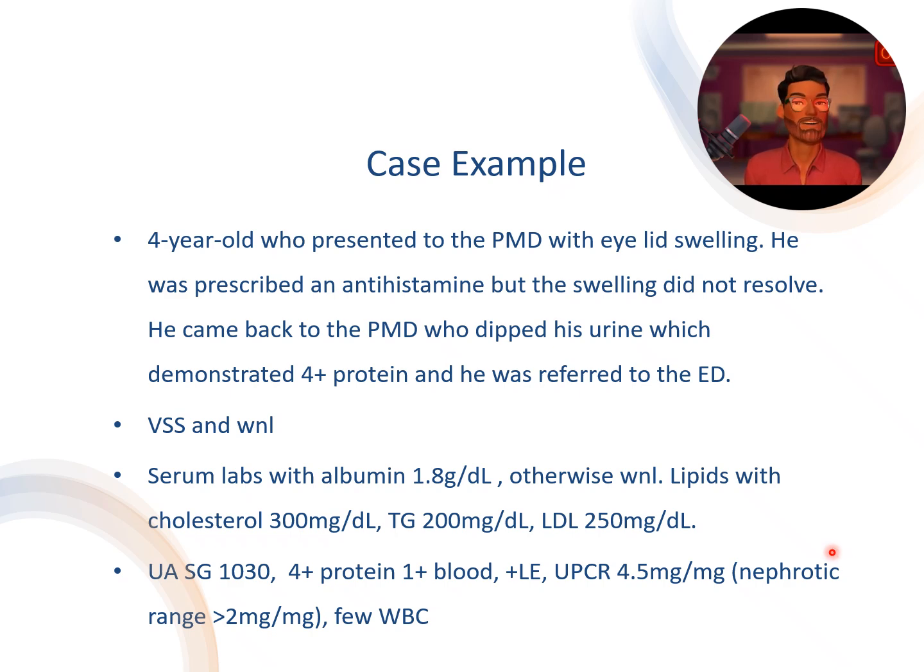His vital signs are stable and within normal limits. Serum labs with an albumin of 1.8, otherwise within normal limits. Lipids are elevated, including triglycerides as well. Urinalysis shows that his specific gravity is 1030, so a bit on the dry side, or lots of stuff in it, such as 4+ protein, 1+ blood, positive leukocyte esterase, which is just a sign of systemic inflammation. Urine protein creatinine ratio is 4.5 milligram per milligram, so significant, and he has a few WBCs in his urine.